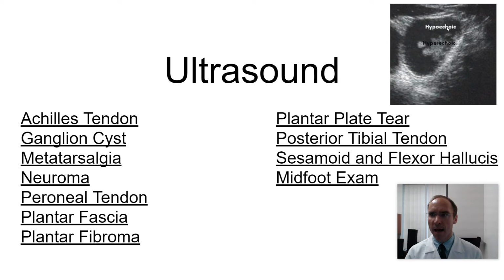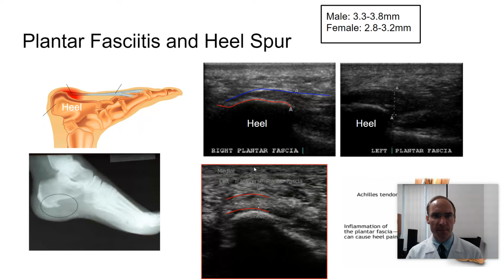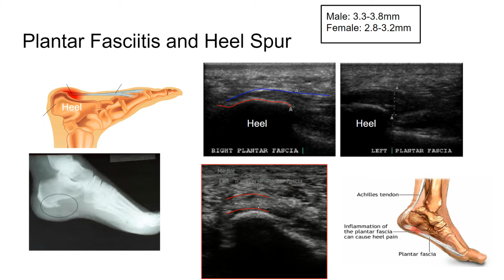So something that's hypoechoic is black, something that's hyperechoic is white. And these are the main diagnoses that you can see here. I don't have to read them for you that I do for the ultrasound. So let's go right into it in order. So the first one that I go over with my patients is plantar fasciitis.